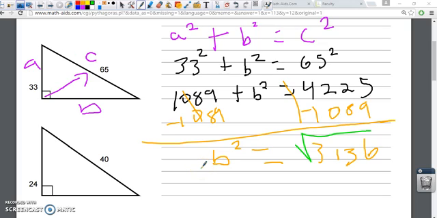Find the square root of that. So 3,136. Oops. Square root of 3,136. Answer is going to be 56. B is 56. Okay? Now, whoops, I'm at the wrong question. My bad. B is 56. How do I know? Easy. Put 56 in a B and square it. 56 times 56. Oh my gosh, 3,136. If you did that with me in a calculator, you know that this is correct. B is 56.